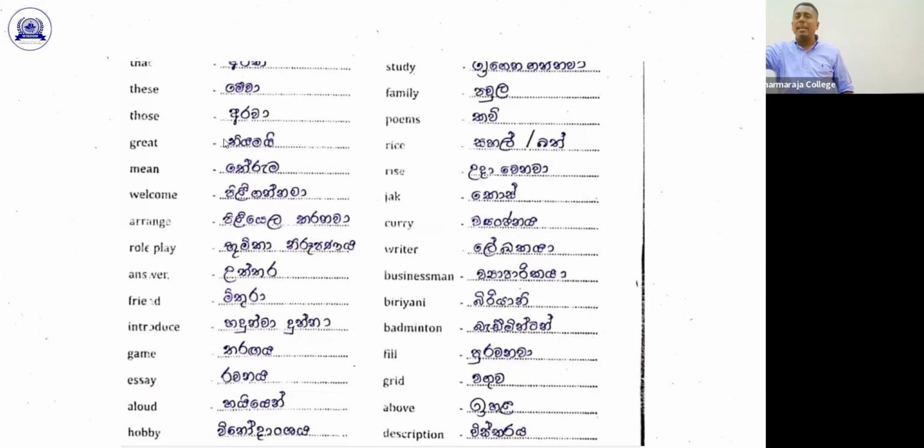Writer. Author, A-U-T-H-O-R. Businessman. Business woman. Business lady. My father is a businessman. My mother is a business woman.